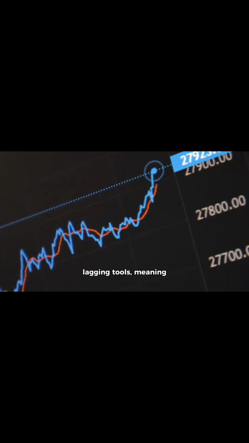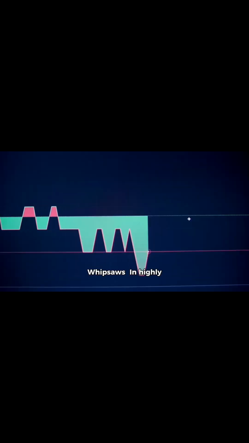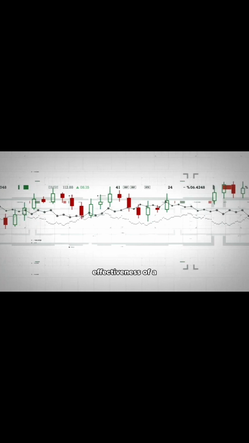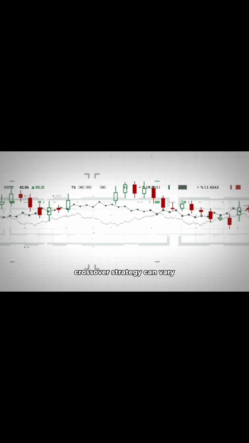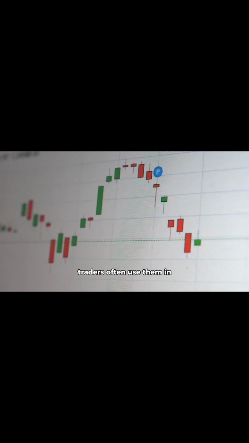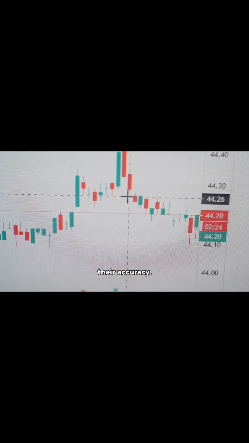Moving averages are lagging tools, meaning they reflect past price data and aren't the most accurate for predicting future movements. Whipsaws: in highly volatile markets, crossovers can produce false signals known as whipsaws, resulting in potential losses. Time frames: the effectiveness of a crossover strategy can vary depending on the time frame used for the moving averages and the stock's volatility. Each crossover strategy has its own advantages and drawbacks, and traders often use them in conjunction with other technical indicators or analysis methods to boost their accuracy.